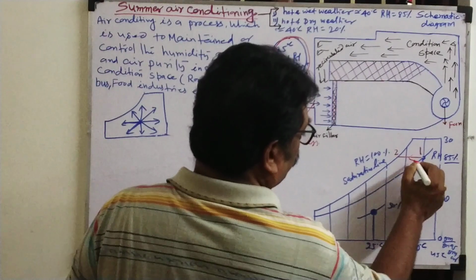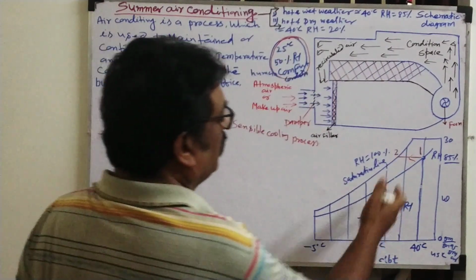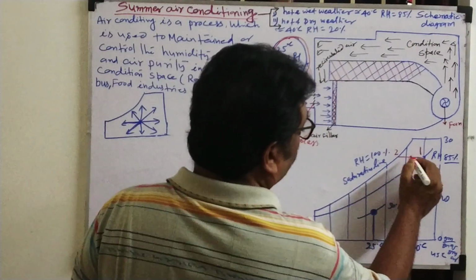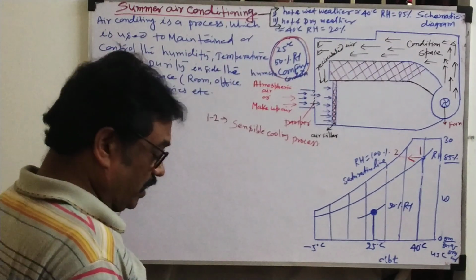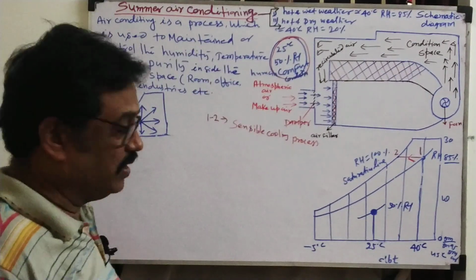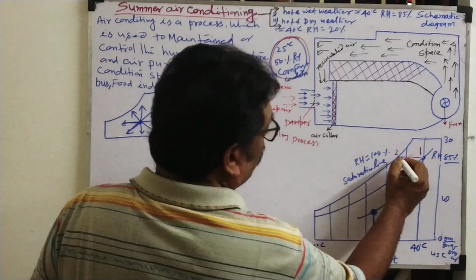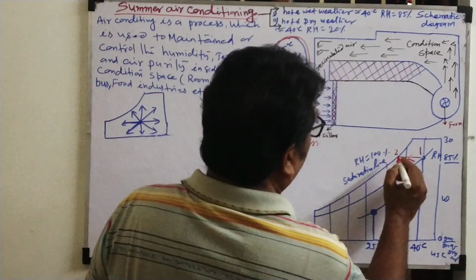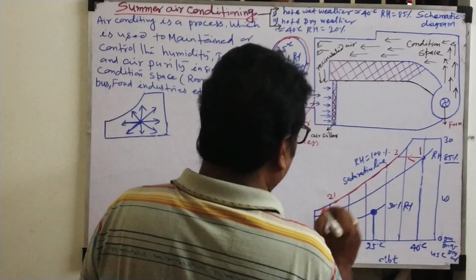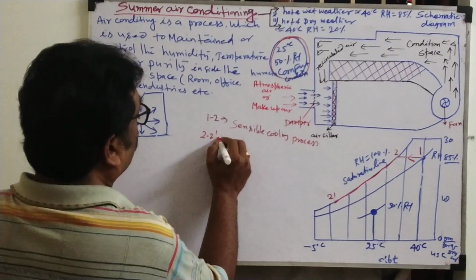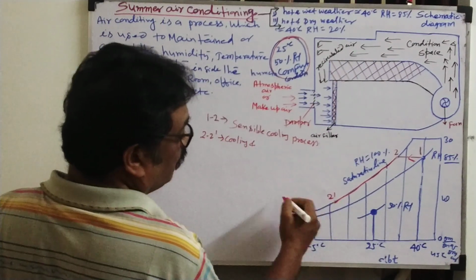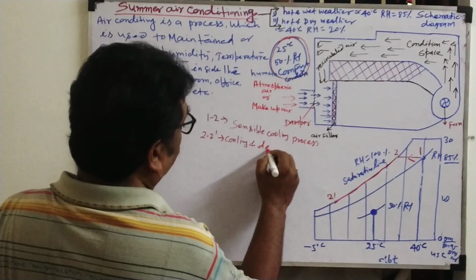What is happening in this process? During the sensible cooling process, the temperature will reduce approximately, you write 35 or 32 like this. Approximate temperature reduces. But what about humidity? Humidity will still be 100%, which is not our comfort condition. Then again, what is the second process? The second process will take 2 to 2 dash, or some number you give. What is 2 to 2 dash? Cooling and dehumidification.